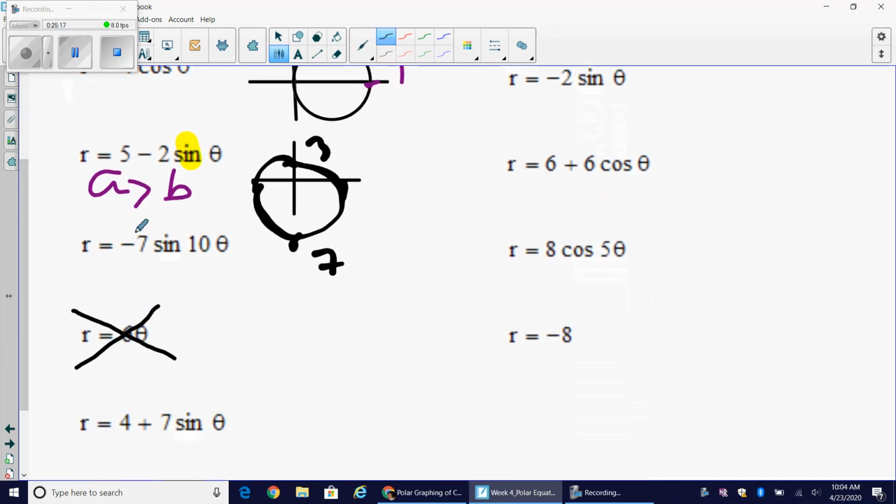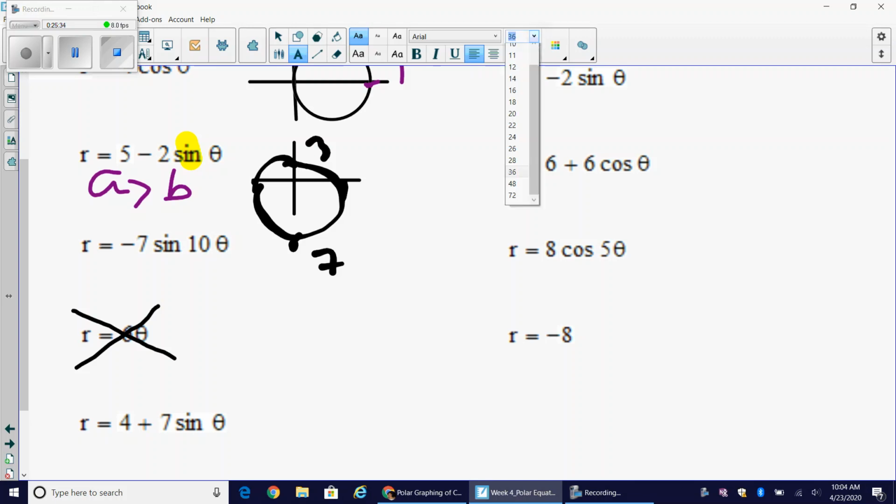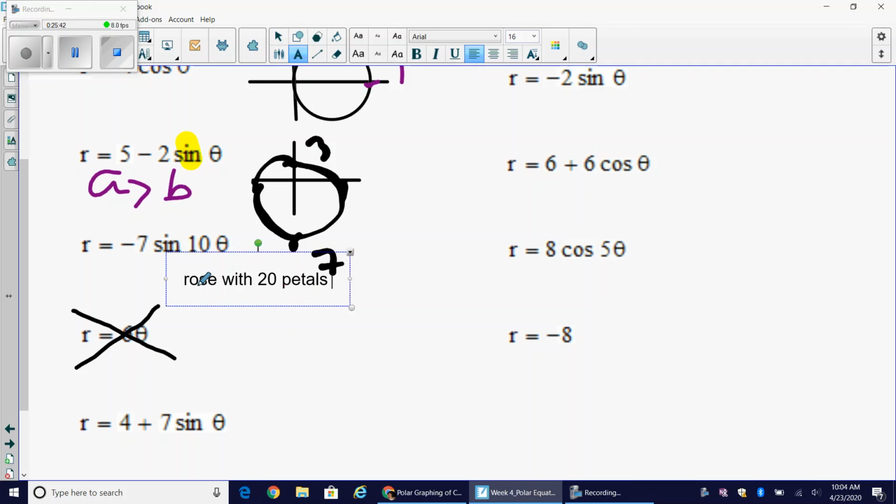All right, let's just try a few more on here. So -7 sine of 10 theta. So this, I'm not even going to try to draw this. This is going to be a rose because I have this multiplier in front of here, and it's going to have 20 petals. This will be a rose with 20 petals because that's an even number. And the length of each petal is going to be 7.